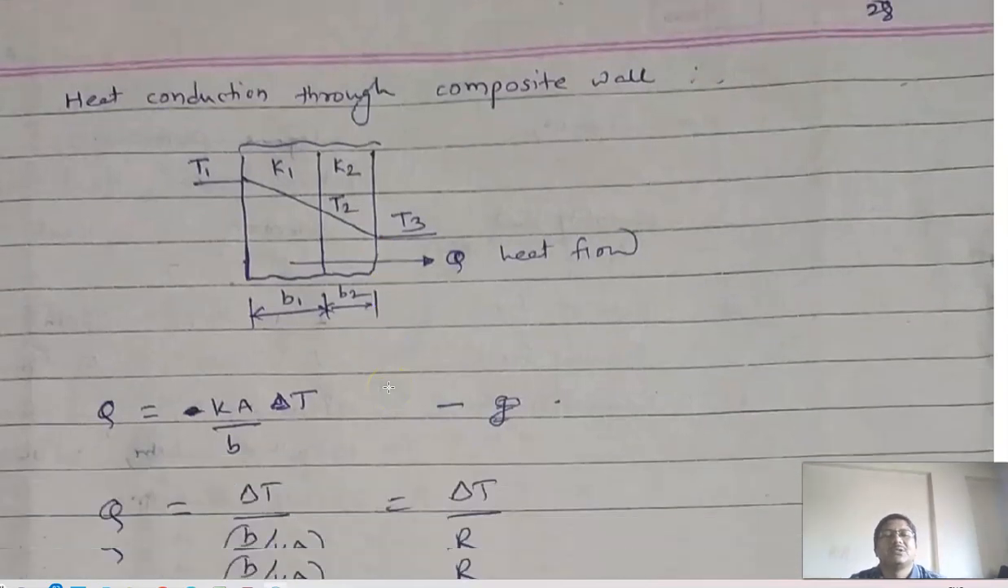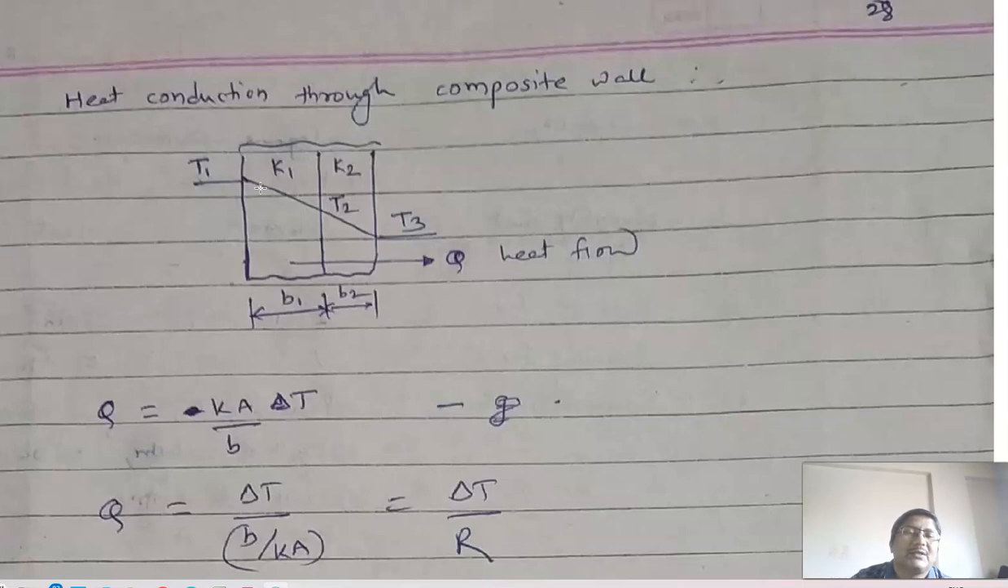Now heat conduction through composite slabs. In the previous equation, we derived the equation for a single slab, single wall. Here we have to solve the equation for the composite wall. So here you can see again T1, the temperature at the wall, then slab 1 and slab 2, or wall 1 and wall 2, where the thermal conductivity of wall 1 is K1 and of wall 2 is K2, because the materials are different, that's why the thermal conductivity is different. Then at the interface between the two walls there is a temperature, say T2, and at the end of the second wall the temperature is T3.